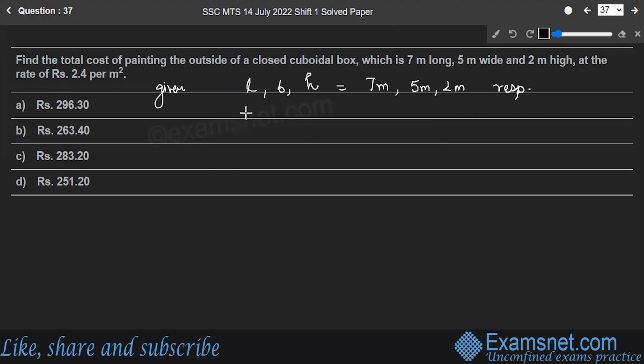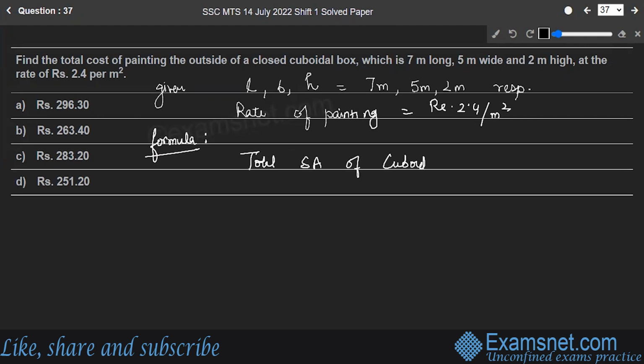Right? Also, rate of painting the box. Rate of painting is rupees 2.4 per meter square. Correct? So let's write down the formula. Formula is total surface area of cuboid is equal to 2 into length into breadth plus breadth into height plus height into length. Okay, so let's move with the solution now.